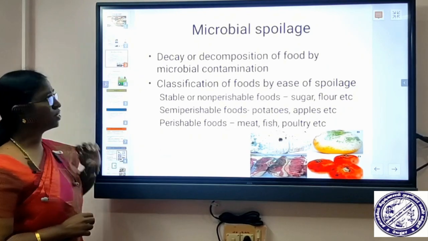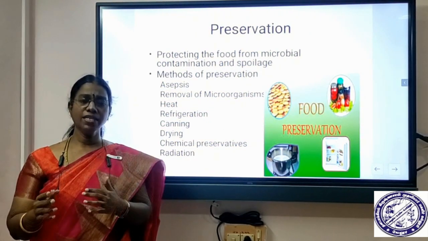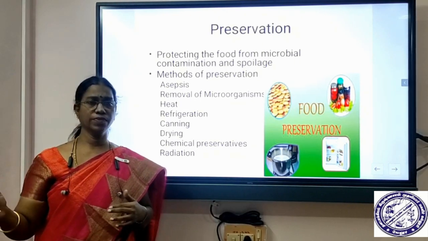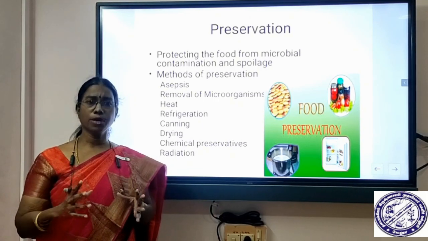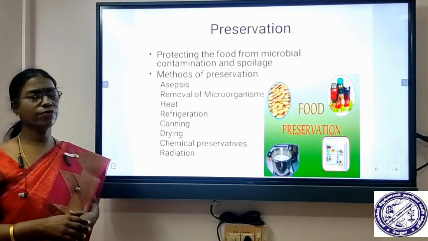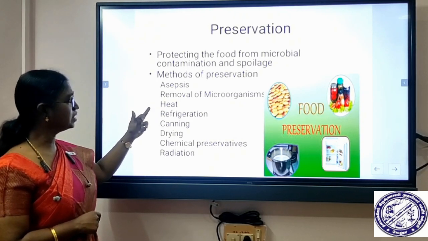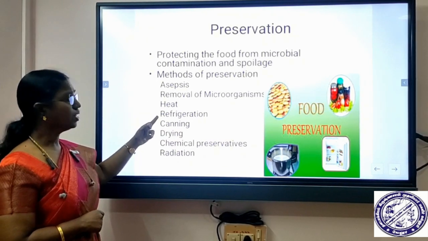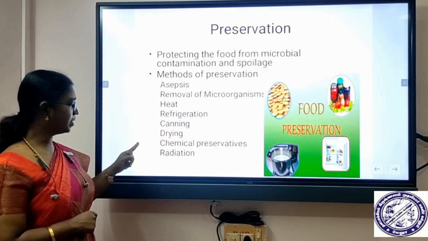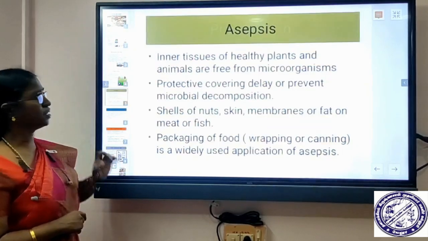The next topic is preservation. In order to avoid microbial contamination and spoilage, we have to preserve the food properly. Preservation is nothing but protecting the food from microorganisms. There are different methods of food preservation. They include asepsis, the removal of microorganisms; heat, that is, high temperature preservation; refrigeration, or low temperature preservation; canning, drying, chemical preservatives, and radiation. We will look at each method.